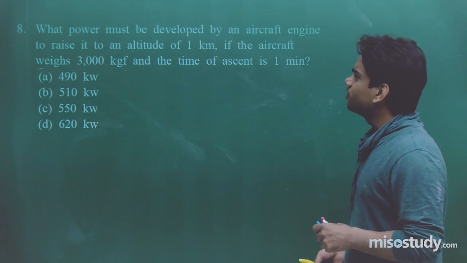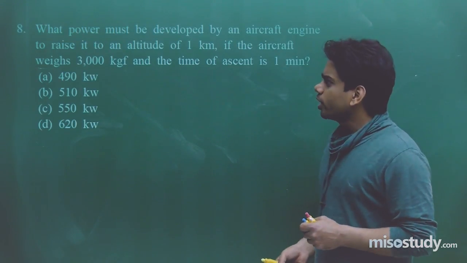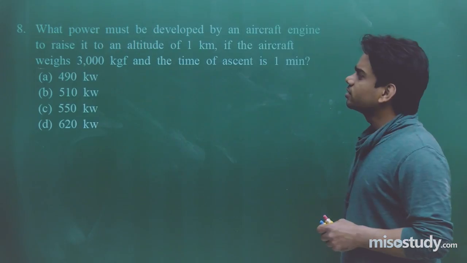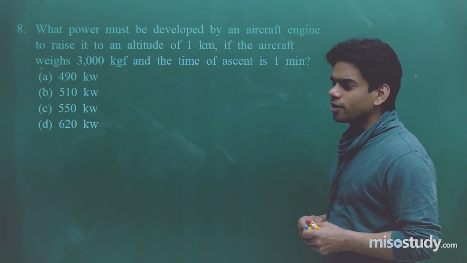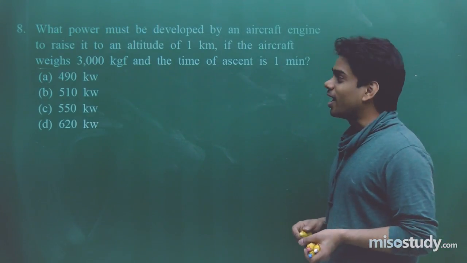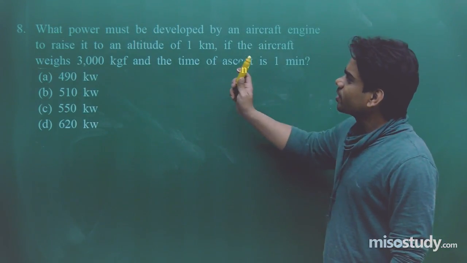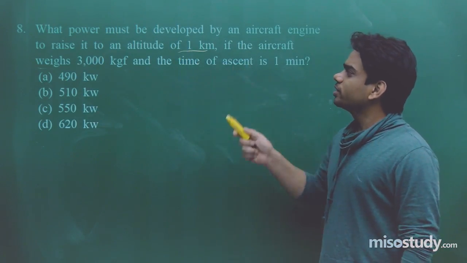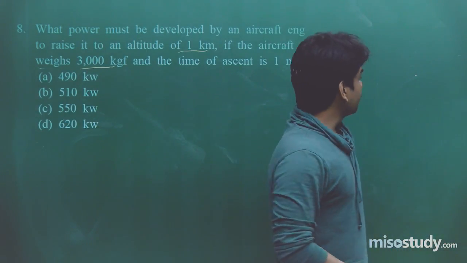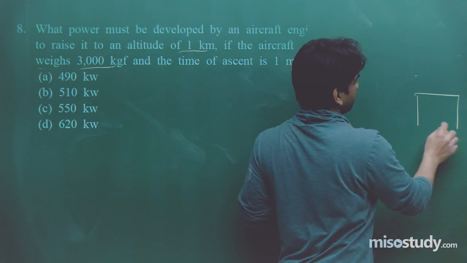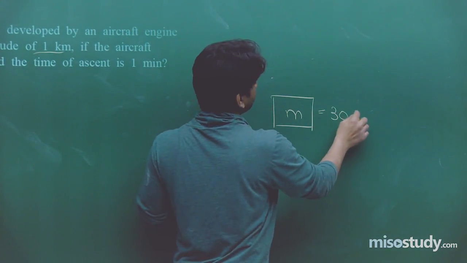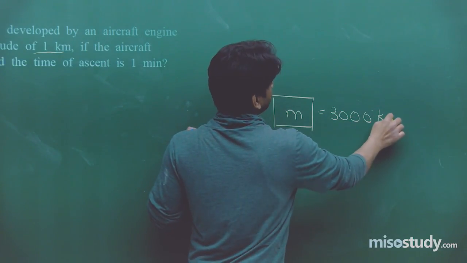What power must be developed by an aircraft engine to raise it to an altitude of 1 kilometer, if the aircraft weighs 3000 kgf, that is kilogram force, and the time of ascent is 1 minute? Power we require. First of all, you see here, to raise it to an altitude of 1 kilometer, its weight has been given 3000 kilogram force. This is the mass that has been provided as 3000 kg.